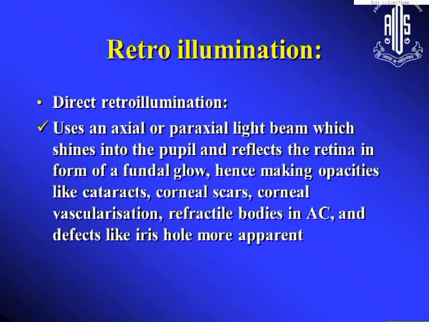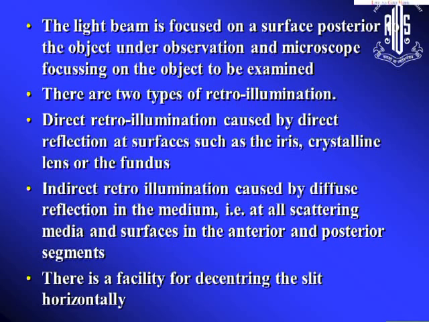The retroillumination is again a very important examination, where it can be again direct and indirect. What it does is use an axial or biaxial light beam which shines into the pupil and reflects from the retina, getting reflected as a fundal glow. Against this fundal glow, you can see a lot of opacities, a lot of pathologies in the cornea or in the lens, wherever it's in the media, which can be scars, cataracts, corneal vascularization, refractile bodies in the anterior chamber, and defects like an iris hole. This you can examine. Here the light has to be focused behind.